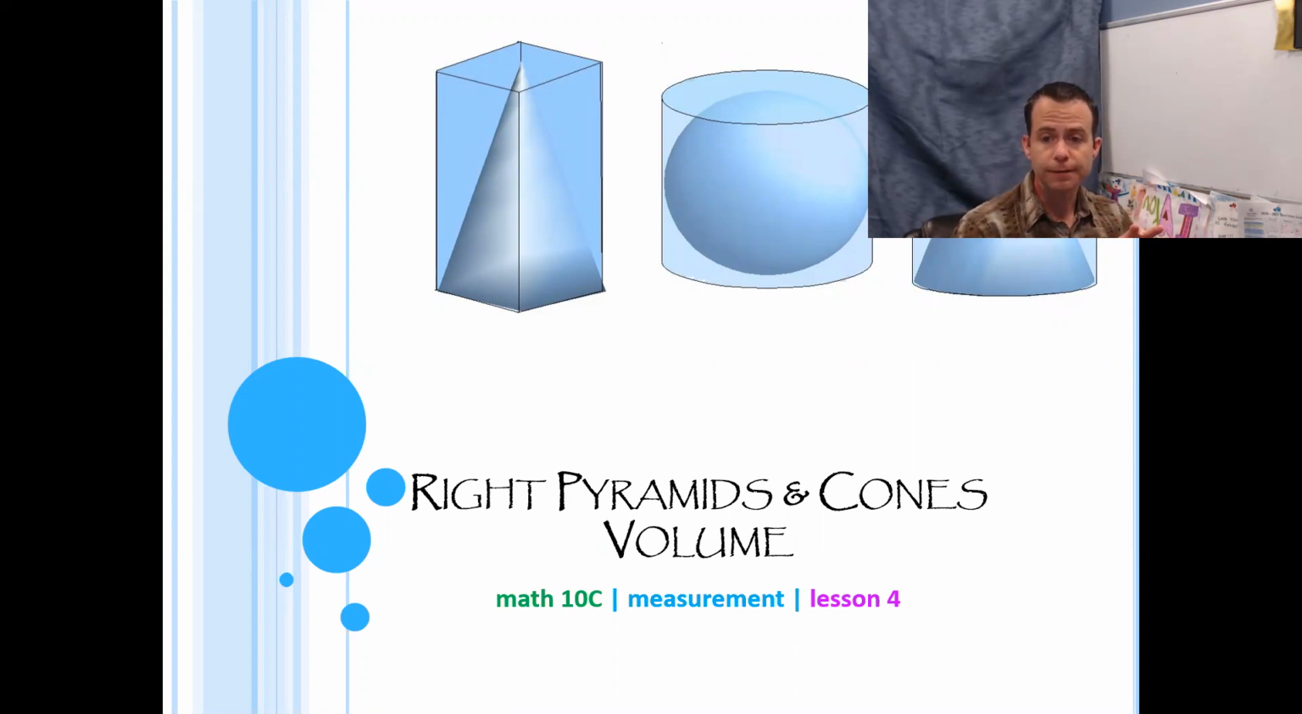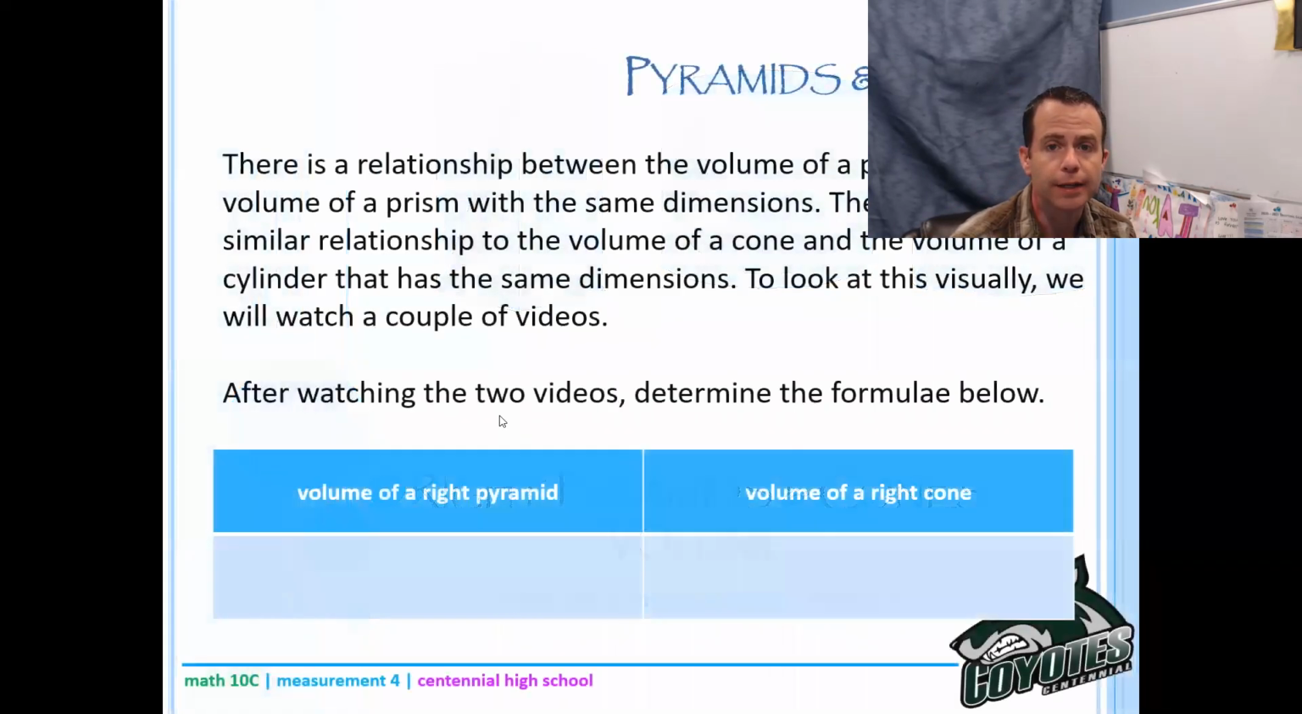Today we're still going to talk about those shapes, but we're going to shift our attention to the volume. And the volume is actually derived pretty easily from the volume of a prism and the volume of a cylinder with the same dimensions, okay? So we want to just develop that first together, and then we'll answer some questions together.